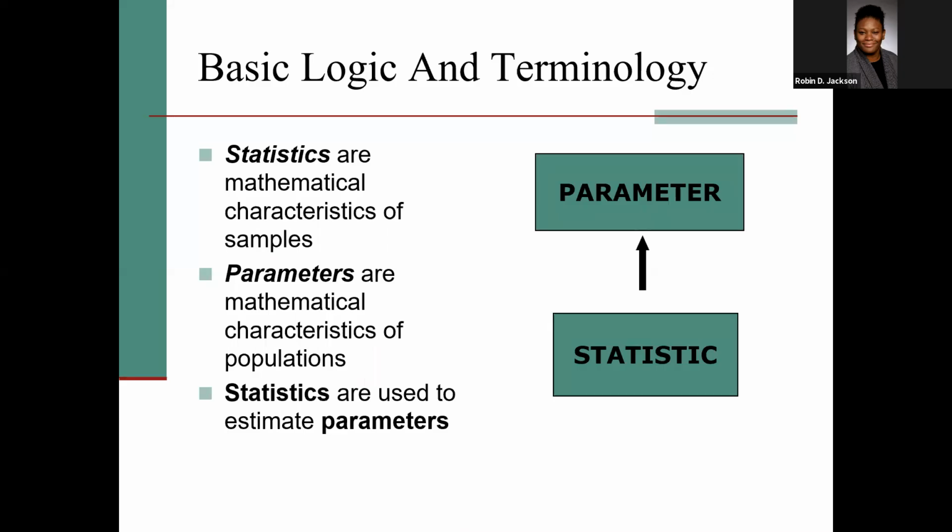statistic, okay? So again, key things to remember. Statistics deal with samples. Those are characteristics of samples. Parameters are characteristics of populations. Statistics are used to estimate parameters. We typically learn something about a population, or we can learn something, in terms of the parameter by looking at statistics, okay?